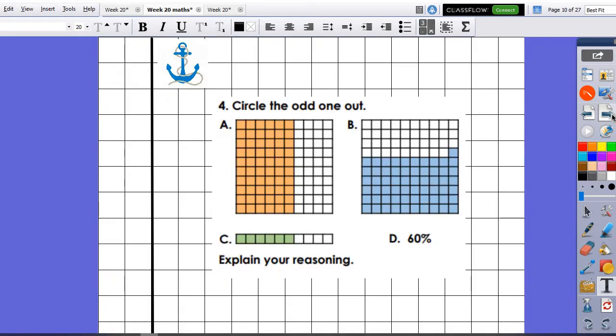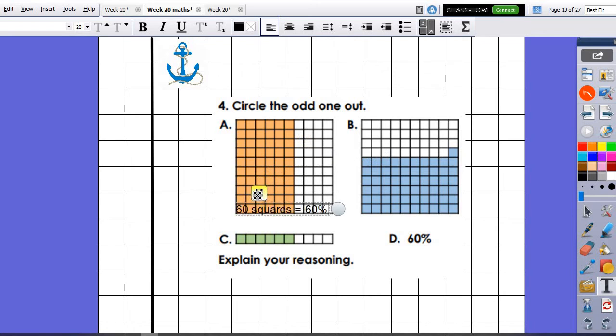So our anchor. We looked at this yesterday and we need to work out what each square means. Knowing that we have our 10 by 10 grid, we can work out what percent each one is. For example, here, instead of counting each one, like I said yesterday, we are going to count in rows of 10. So we've got 10, 20, 30, 40, 50, 60. So 60 squares out of 100 equals 60%.